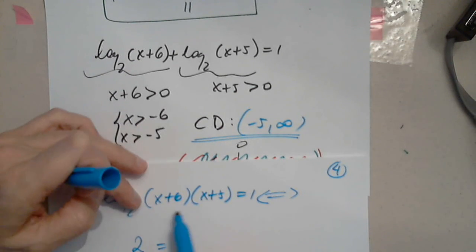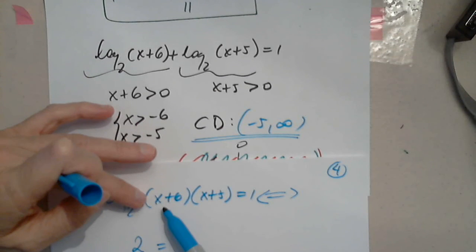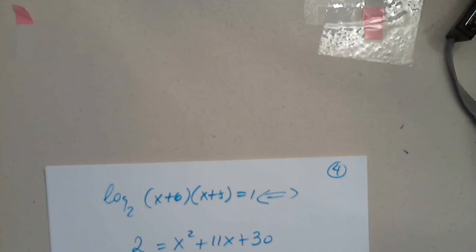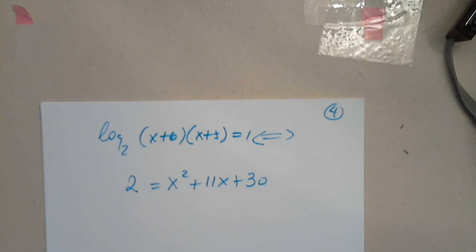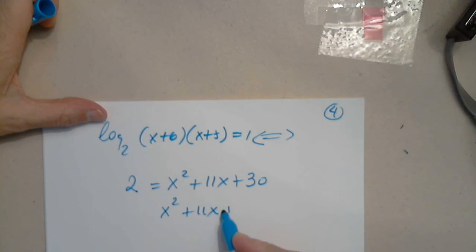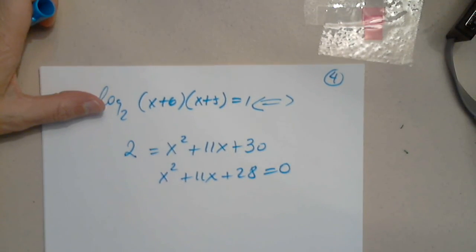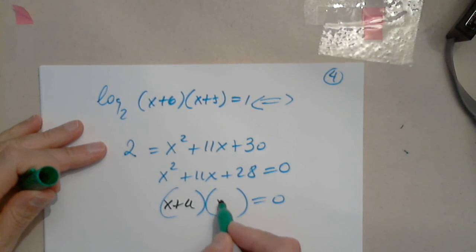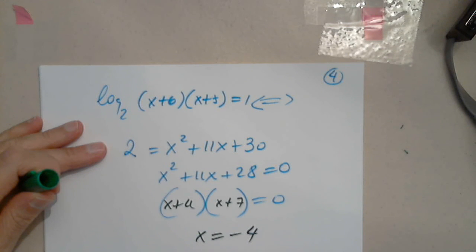So 2, and I'll try to cut back on writing a little bit if possible. I distribute, so this is x squared, 5x and 6x is positive 11x, plus 30. At this point, I know that I'm dealing with a quadratic equation, and I have to set it equal to 0. I hope that it's easily factorable. And it is. So I have 4 and 7. And then I get 2 solutions.